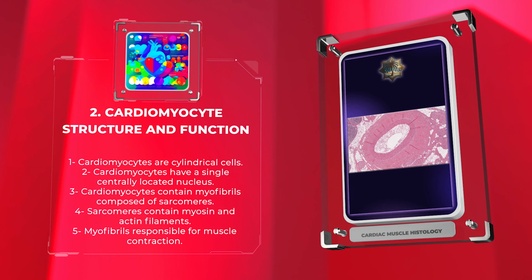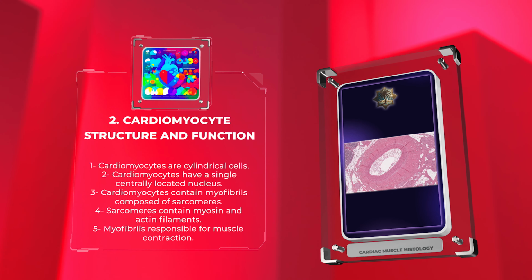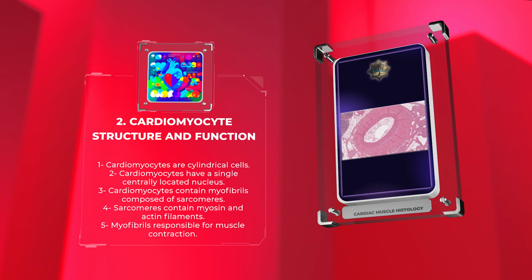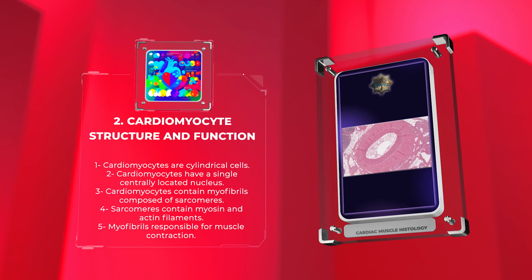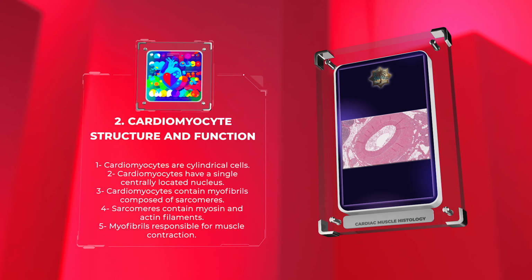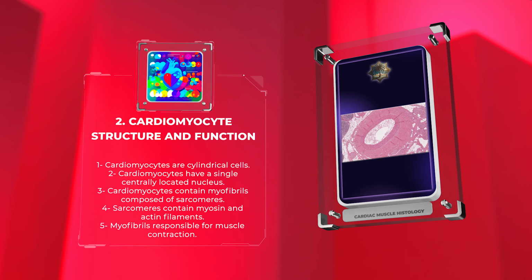They are rich in mitochondria, essential for generating energy required for sustained muscle contraction. The cytoplasm of cardiomyocytes contains myofibrils, composed of contractile units called sarcomeres. These sarcomeres contain thick myosin filaments and thin actin filaments, responsible for muscle contraction.